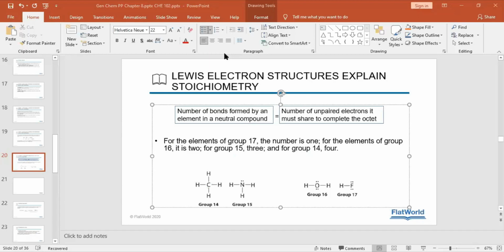Brett, you raised your hand, Brett. Yes, Professor. Can you hear me? Yes, I hear you now, Brett. Go ahead. All right. So is it correct to assume that in group 3, it would be 5 bonds, like boron? Or is that wrong?